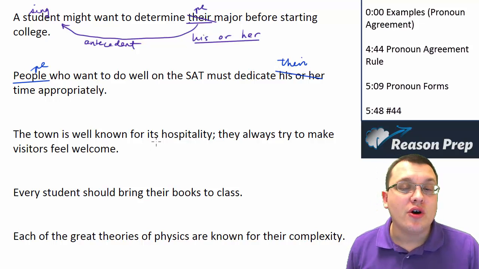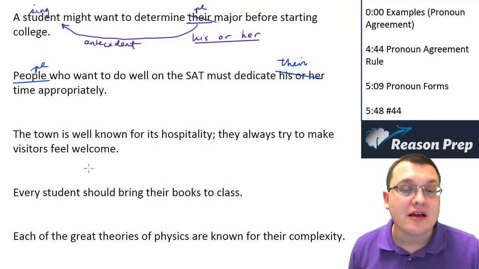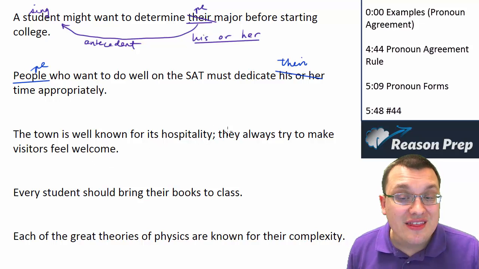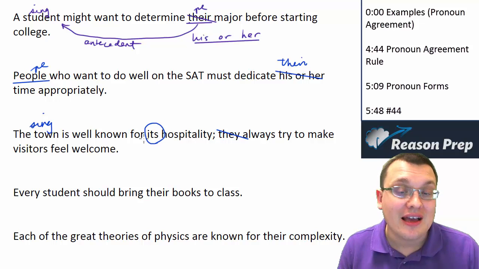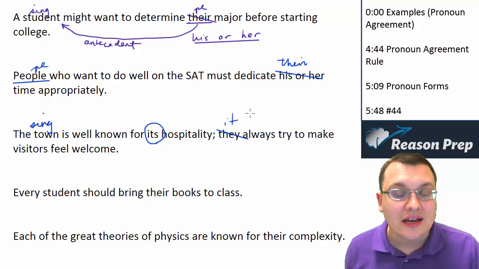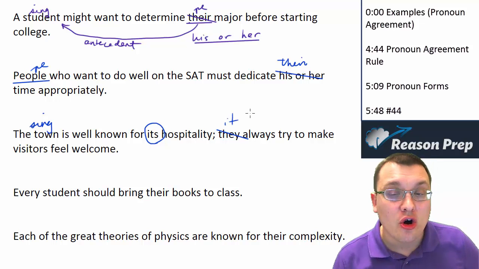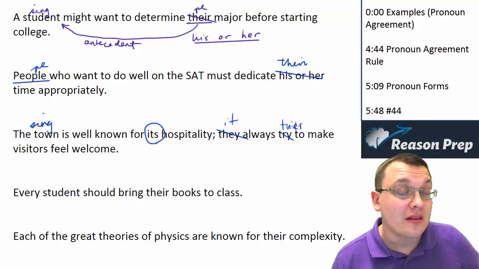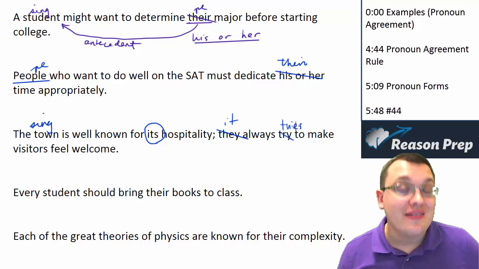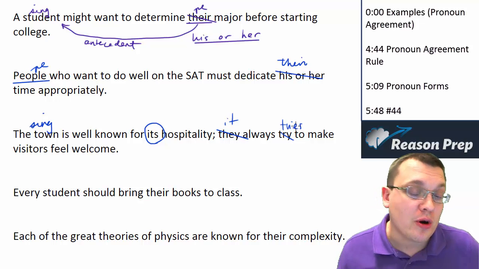The town is well known for its hospitality. They always try to make visitors feel welcome. Notice the they is referring to the town, but the town is singular. It's one entity. And in fact, we used its earlier to describe the hospitality of the town, its hospitality. So here, oddly enough, we would have to say it. It always tries to make visitors feel welcome. A little bit strange, I will admit, but that's the most consistent answer, at least for the purposes of the SAT.